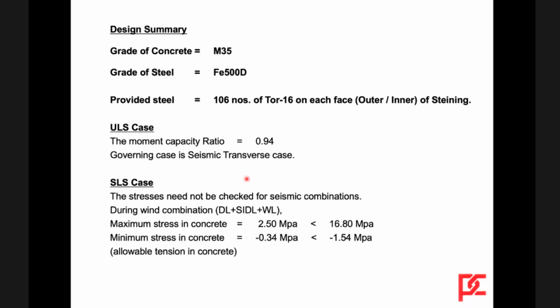In the SLS, the stresses need not be checked for the seismic combination. So we have only checked this combination. The maximum stress in concrete comes to 2.5 against allowable 16.8. Minimum stress in concrete is minus 0.34. That means this is an uncracked section. Allowable tension in concrete is minus 1.54, whereas we get only minus 0.34. Hence, it is an uncracked section.